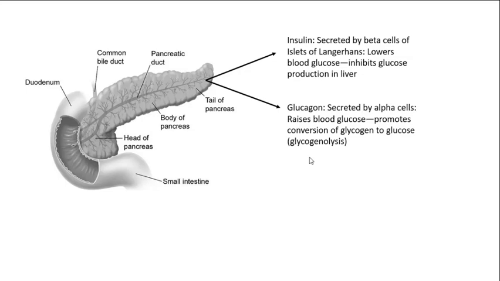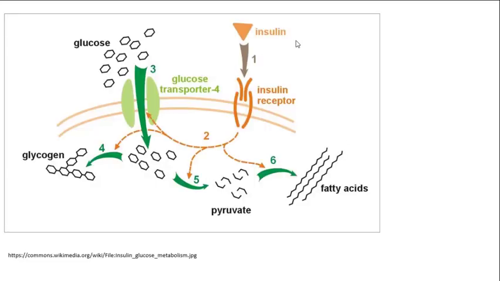So glycogen, remember, is the storage form or inactive form of glucose. So when you basically break down the glycogen and convert it to glucose, it raises the blood sugar, or glucose. Here's another thing that insulin does.